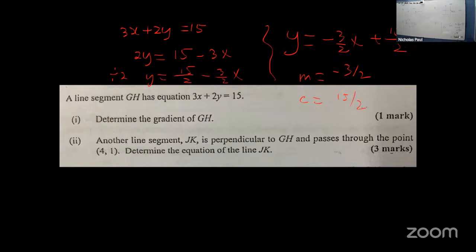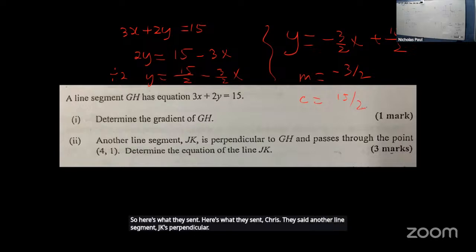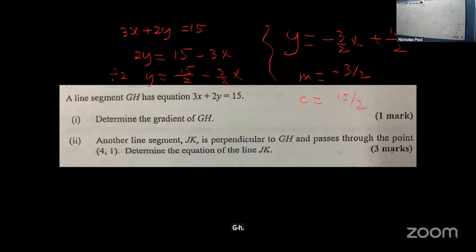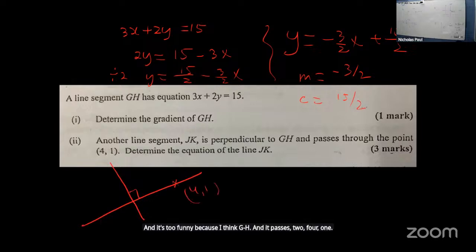Right. Let's take a look at this, right? So here's what they said, Chris. They said another line segment JK is perpendicular to GH. So you have JK and it's perpendicular to GH. And it passes through 4, 1. Right? This is JK and this is GH. They want to get the equation of JK.